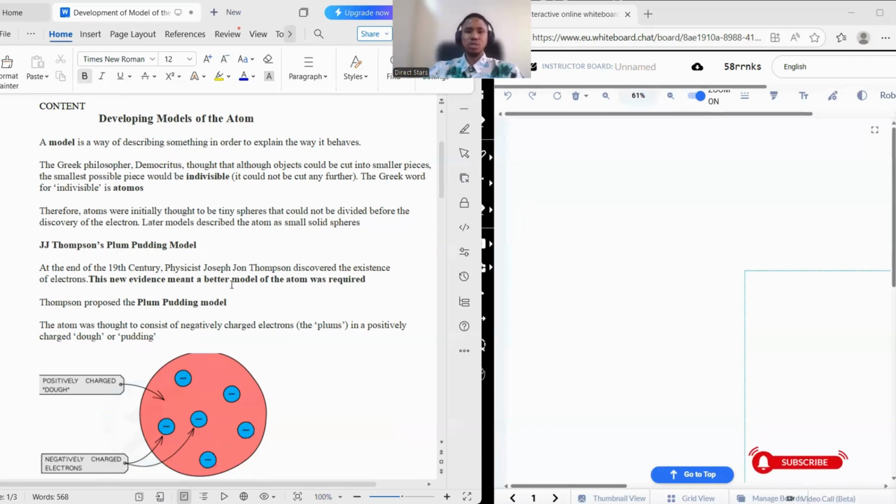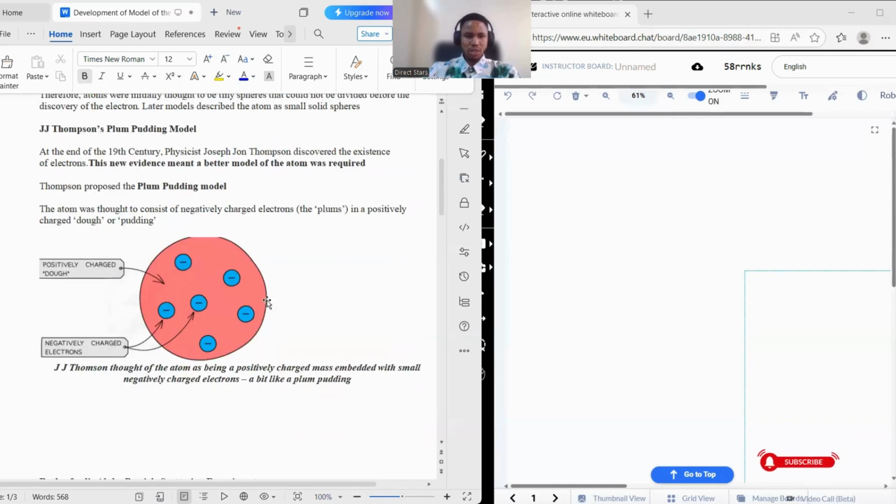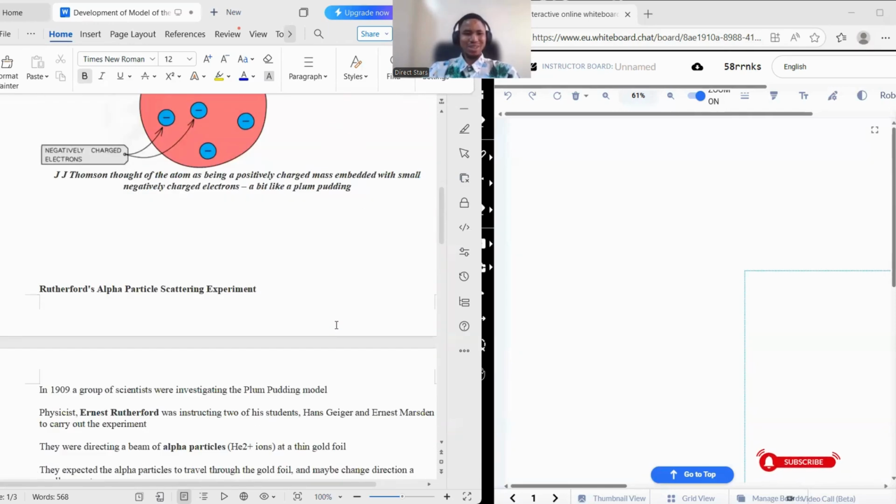So how did J.J. Thomson discover this? He described it using what we call a plum-pudding model. How does it look like? We have it in this way. The atom was thought to consist of negatively charged electrons, which are the plums, in a positively charged dough or pudding. This way, you can see we have the electron here inside the atom, though we believed the atom could not be divided anymore. So J.J. Thomson thought of the atom as a positive charge mass embedded with small negative charge electrons, a bit like a plum pudding. So now after that, we go with Rutherford.